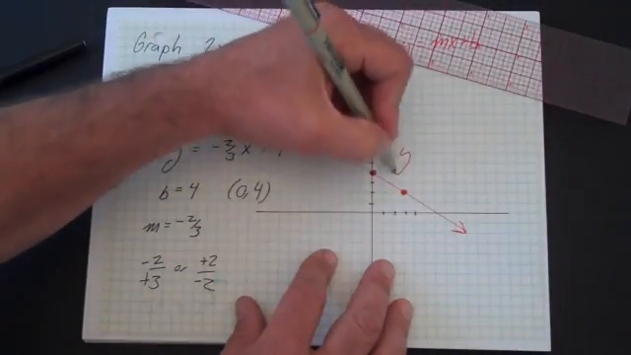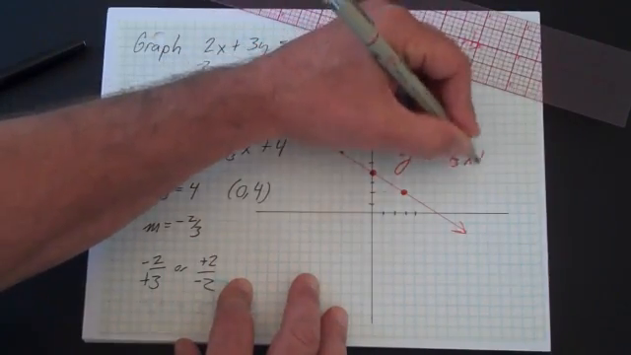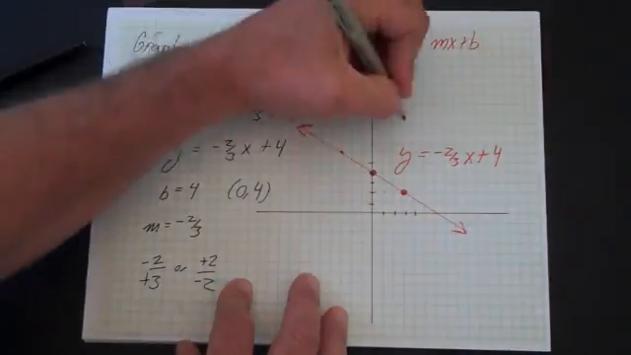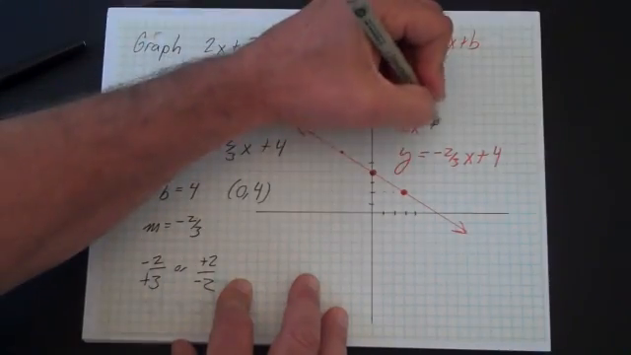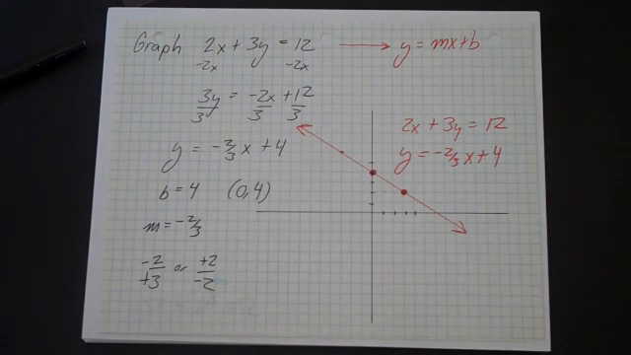Draw the line, and that line is the graph of y is equal to minus 2/3 x plus 4. But it's also the graph of 2x plus 3y equals 12, because those two are equivalent. And that's how you graph y equals mx plus b, even if it's not written in that form.